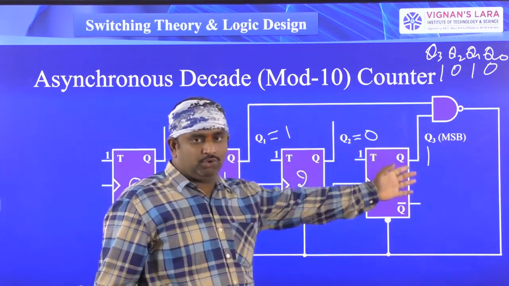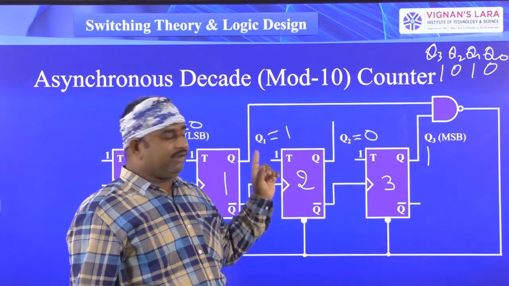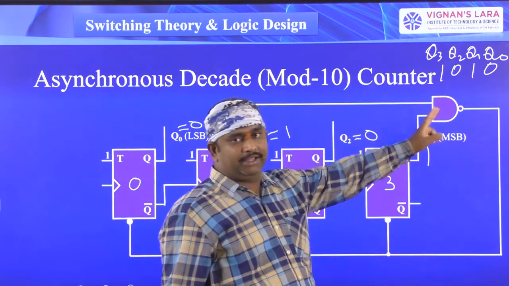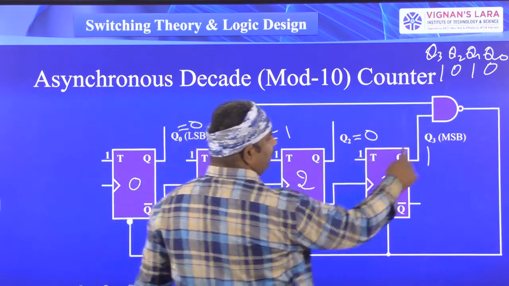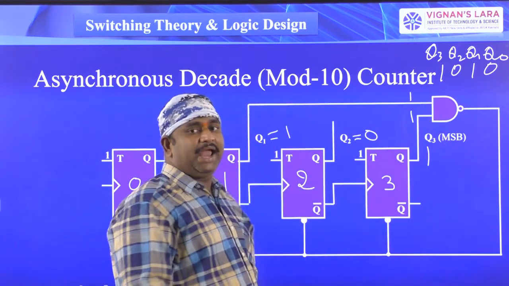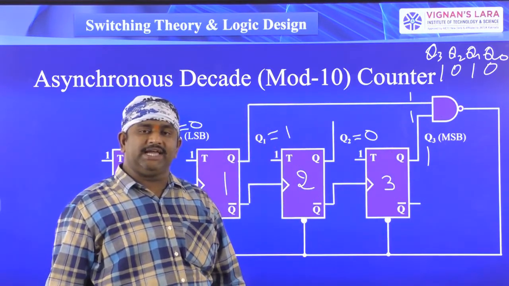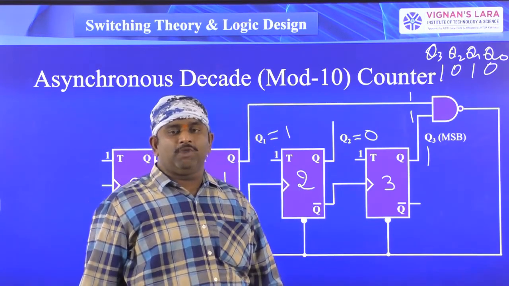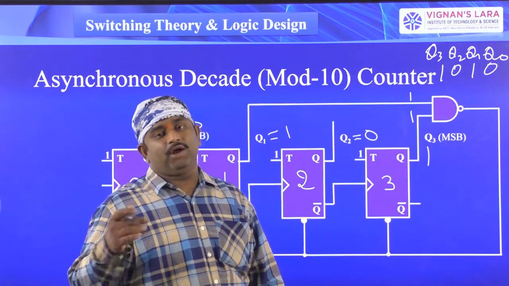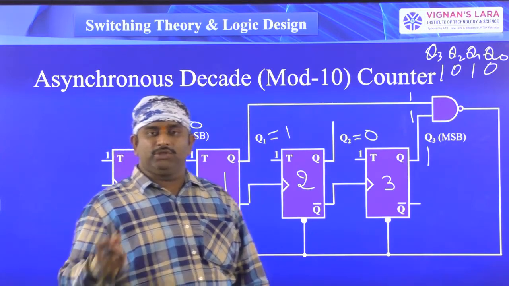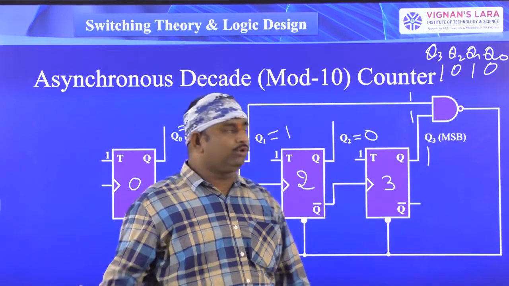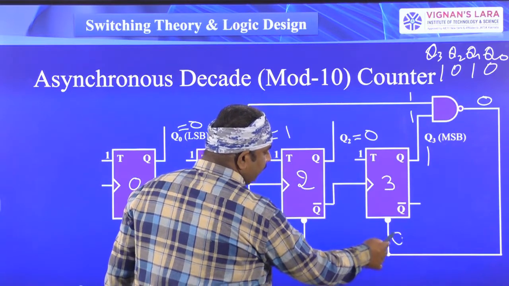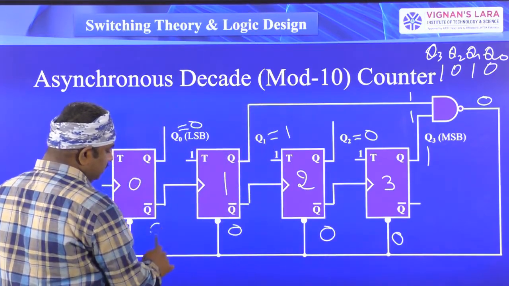Whenever these two flip-flop outputs go to 1, I have used a NAND gate. Whenever these two inputs are 1, what is the NAND gate operation? NAND gate operation is exactly the reverse of the AND gate operation. What is the AND gate operation? If both inputs are 1, the output is equal to 1 for the AND gate. For the NAND gate, that is a reverse operation. If both inputs are equal to 1, then the output is equal to 0. So this NAND gate output goes to 0, and this 0 is applied to each of the clear inputs.